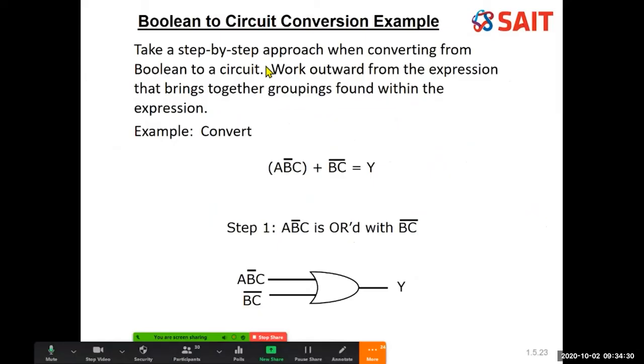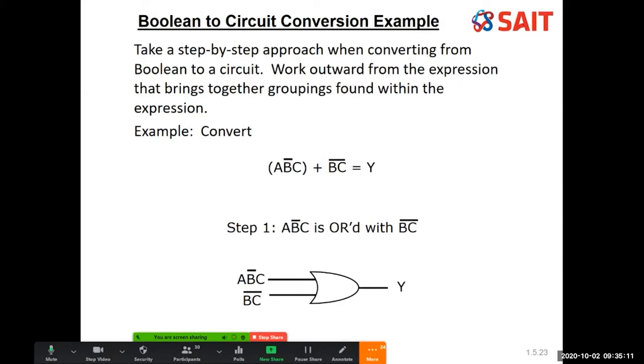Okay, now we want to work back the other way. I want to be able to go from Boolean to a circuit. I've been given a piece of Boolean and I want to create a schematic for it. Or I want to create a piece of code with it. I could do anything with it. In this case, we've been tasked with creating a small schematic. Once again, it's a step-by-step approach. It's a small one, but we want to work outwards. We want to convert A, B naught, C, ORed with B, C knotted to create Y.